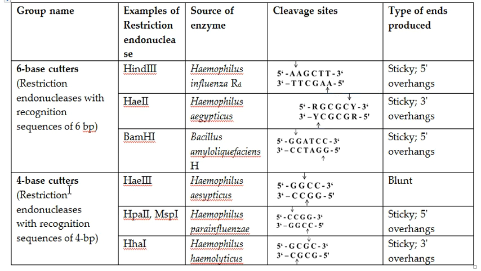Similarly, in the 4 base cutters you have only 4 bases in the recognition sequence and you get sticky ends. Now one example here is Hae3. It produces blunt ends. As you can see, the direction of the arrows indicates the phosphodiester bonds which lie just opposite to each other being cut, so producing the blunt end. So that is how the restriction enzymes recognize the sequence within a DNA fragment and make a specific cut.